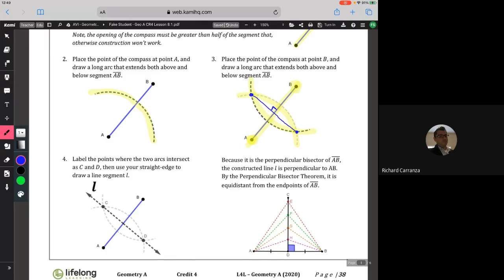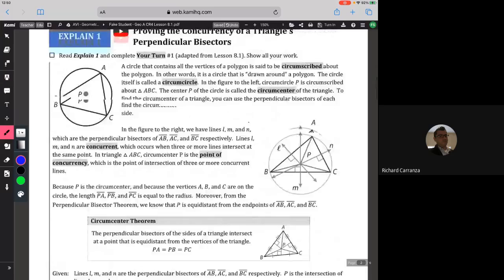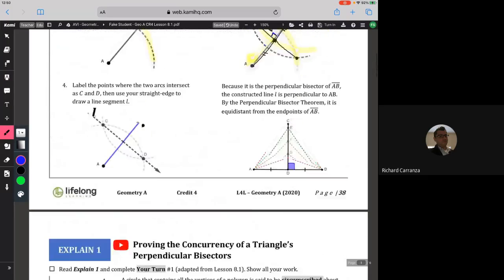That's what perpendicular means. It's going to give you a 90 degree angle, and then it's going to cut the segment into two equal pieces. So from that intersection to B, it's the same distance as from A to the middle. These are going to be two equal pieces. That's what perpendicular and then bisector means: two equal pieces. So that's one thing they show you there.